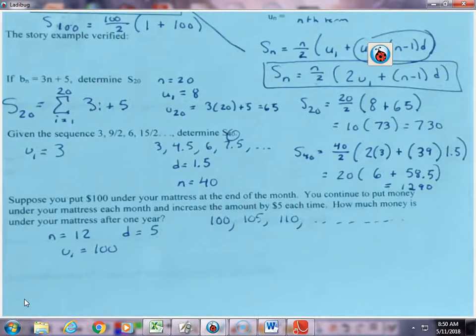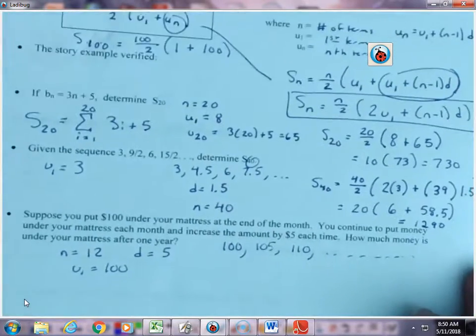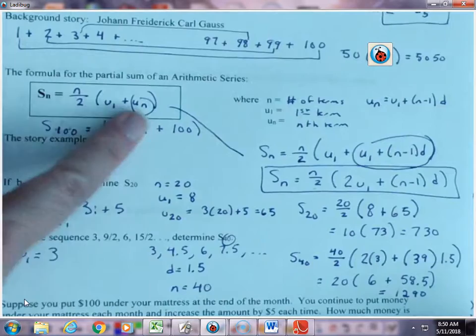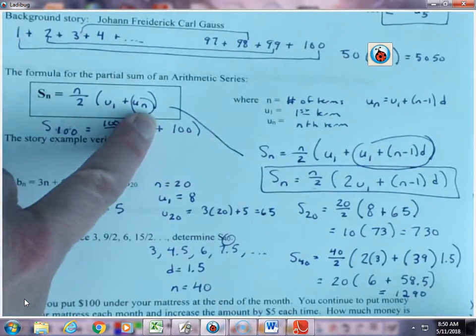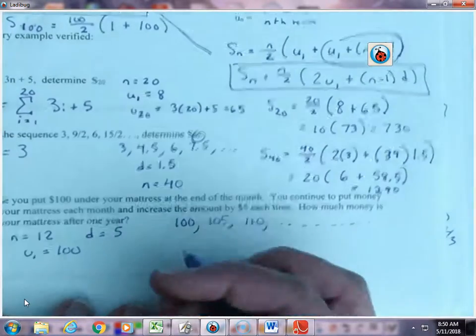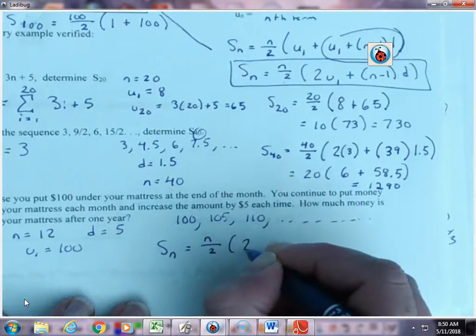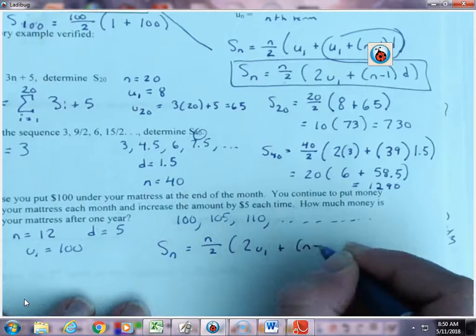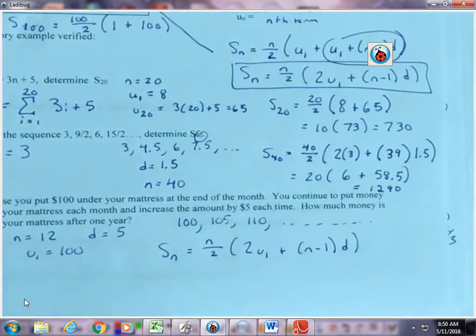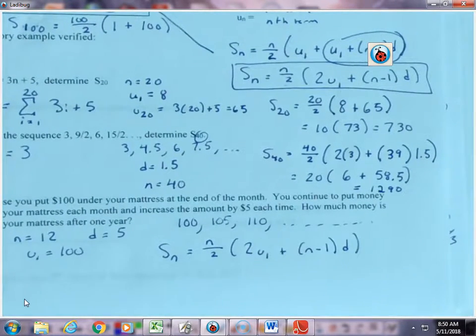Okay, which formula do you want to use? Well, I don't know the last term. So second one. Okay, try it. See if you can get the answer. Come on, I told you everything. Just plug it in. See what you can tell me for a number.